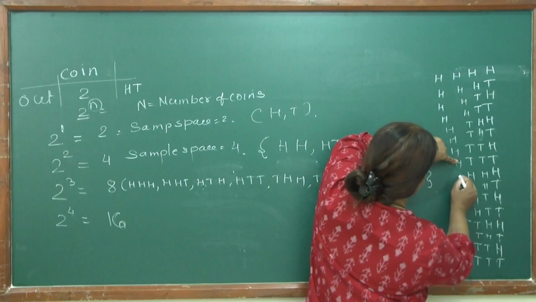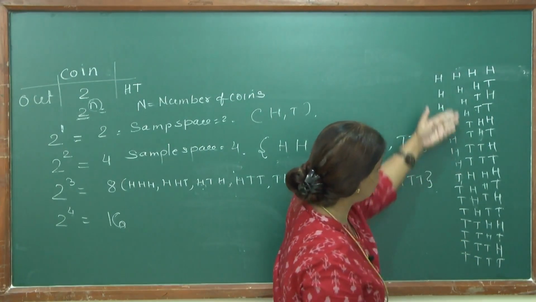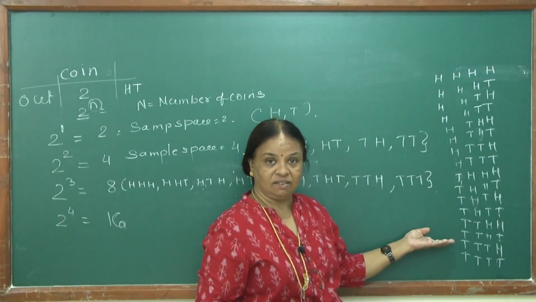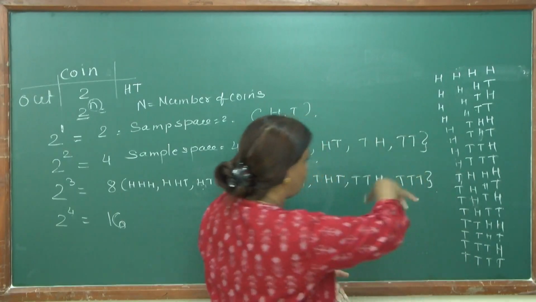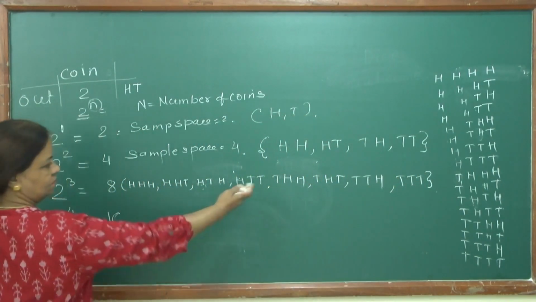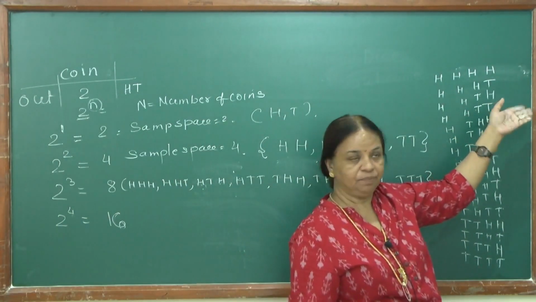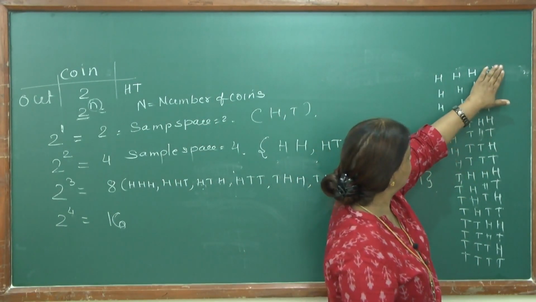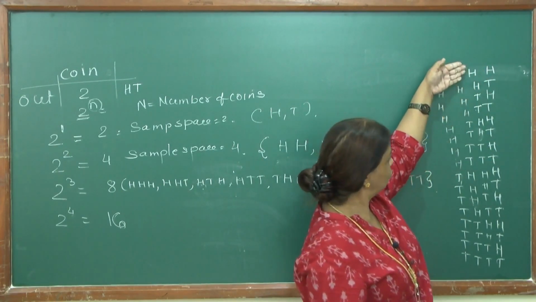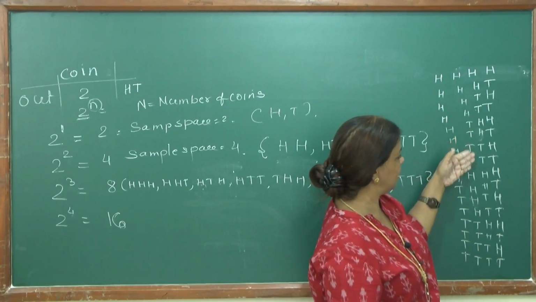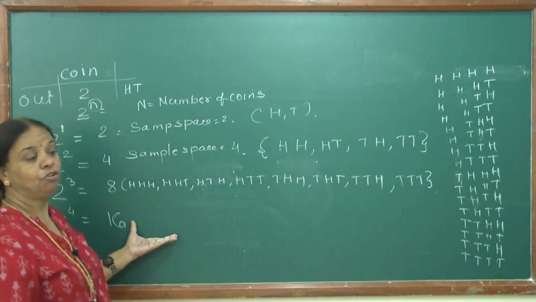Here 1 2 3 4 5 6 7 8. So this is the sample space for the 4 coins to be tossed at a time. Then you can write it in roster form like this. I have began here with head, you can also begin with tail. So if I am beginning with tail, so tail head, tail head, tail head, then you have to begin 2 time tail, 2 time head, 2 time tail, 2 time head. Like that you can write sample space in case of coin.